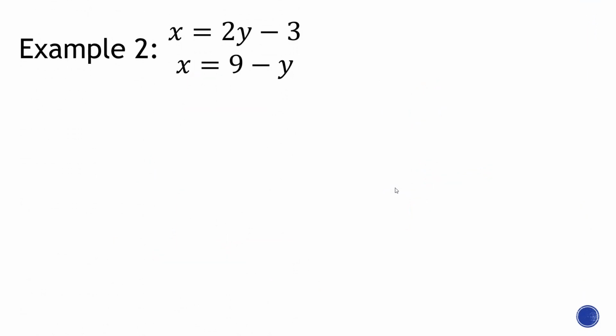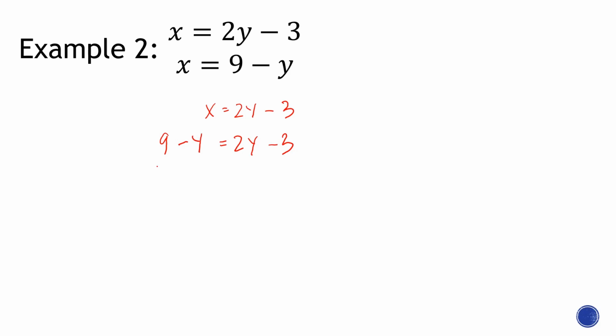This time, both equations are expressed in terms of x. So what I will do here, just like what I did in the first example, is I will write the first equation, then I will replace the x by the expression of what we have in the second equation, which is 9 minus y. So now we have an equation that has one variable only. We can solve this definitely easily.